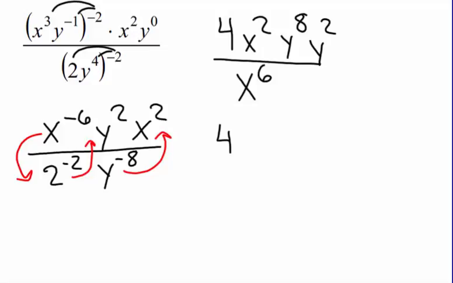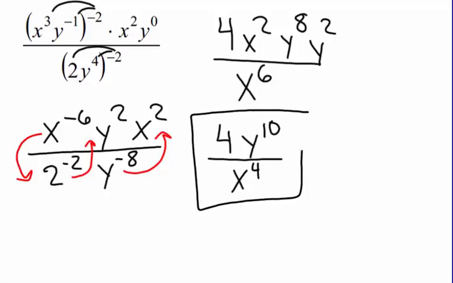So now I'm just going to combine my like terms. I know my 8 plus 2 would be 10, so y to the 10th. And then if I have x squared on top and x to the 6th on bottom, I subtract them, and I get x to the 4th on bottom.